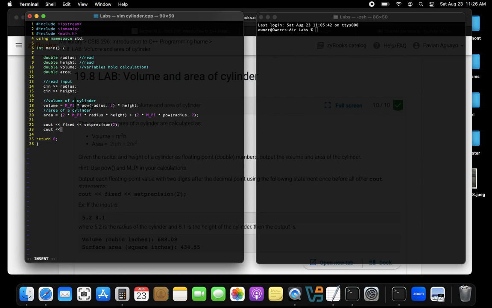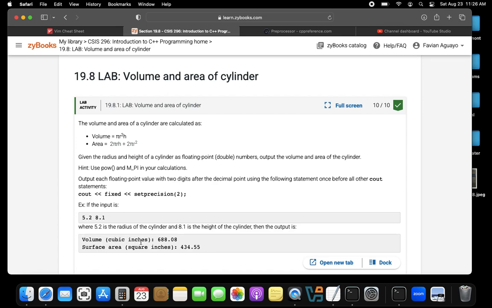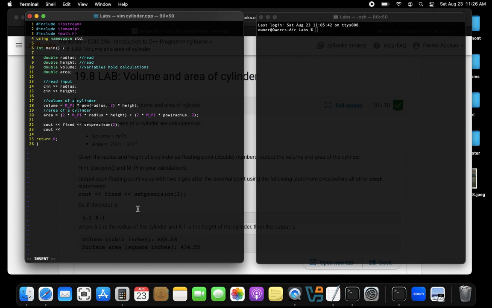Character out. Now if you look at our output here, we've got volume, a string, and then this is going to be the result of our equation. Now the string, result of our equation. Alright, so character out, we're going to say volume cubic inches. Let's close that. And this is a result of our volume.